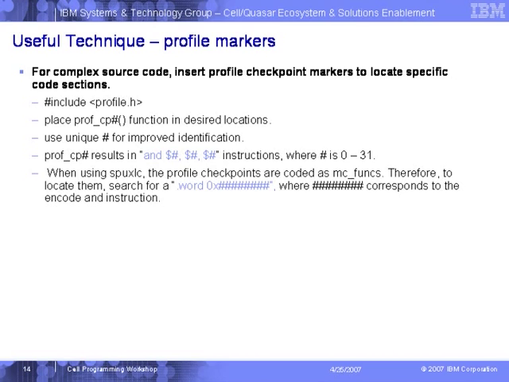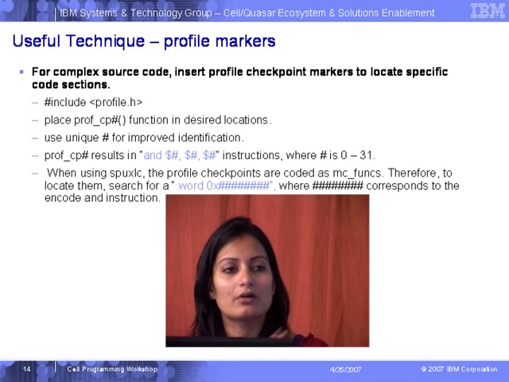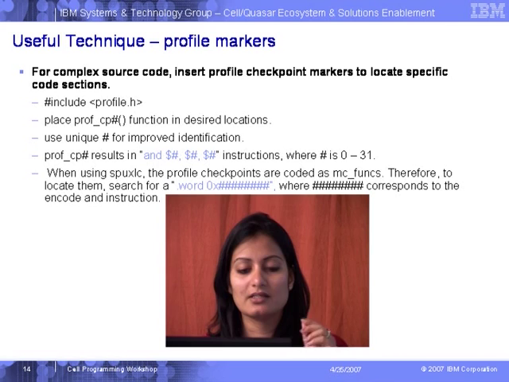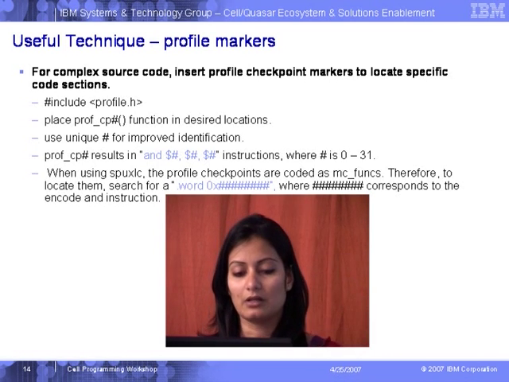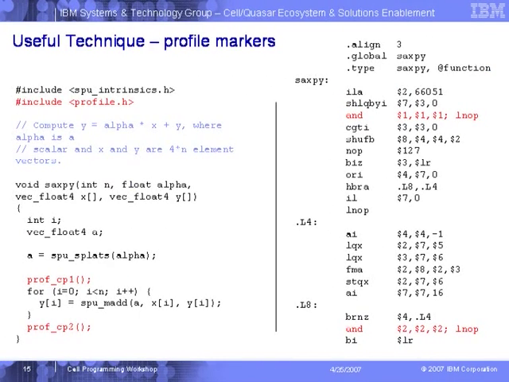Okay, profile markers. There's a header file profile.h which has instructions which read prof_CP and then a number. It could be 0 through 1 or any numbers that are consecutive. You can say prof_CP0 and then prof_CP1 and keep the loop in the middle. Let's look at an example before we talk any further. So for example, this is our loop. This is our vectorized code. So now we want to see what the performance number is.